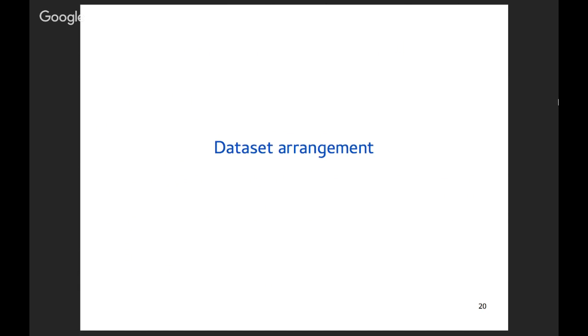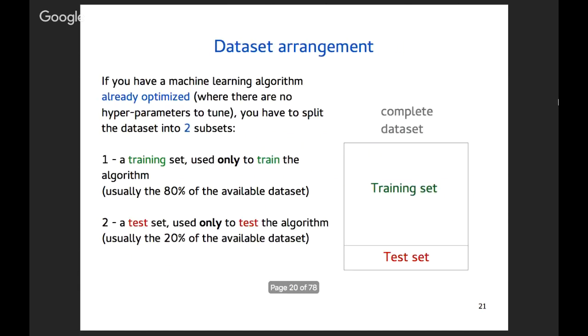There are a lot of machine learning algorithms out there. There are a lot of packages in Python, Torch, R that you can use, and they already work very well. But the importance of the dataset arrangement is pivotal because every dataset is unique, and you have to pre-process and arrange many things before starting. If you don't have any hyperparameters, you can divide the dataset into training set and test set.